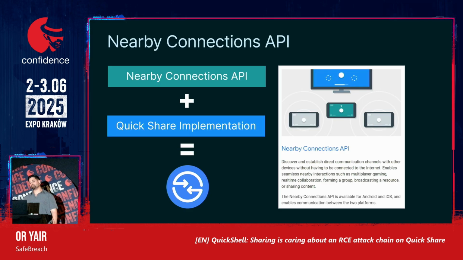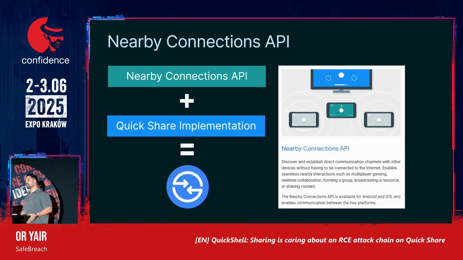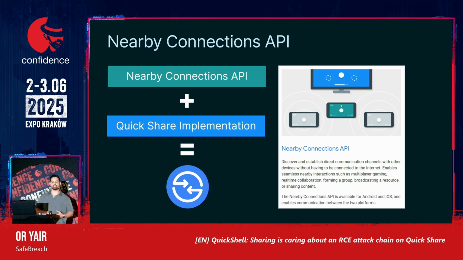So, first of all, QuickShare is based on an API that is called the Nearby Connections API. It implements it and adds its own proprietary implementation over it.